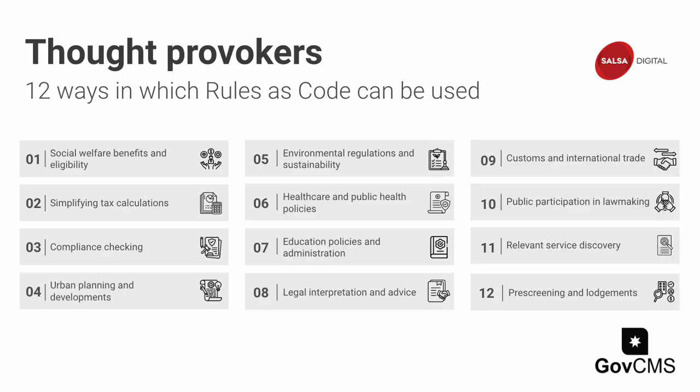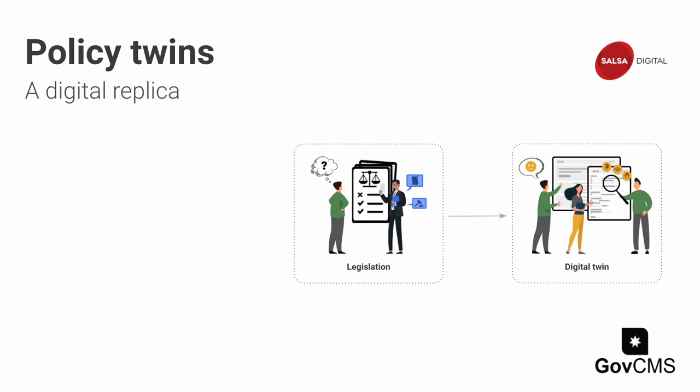In terms of use cases, there are many. On the slide in front of you, I've got a few thought provokers. In our longer Rules as Code video, we showcase some working examples from around the world. However, this slide gives you a taste of what's possible, including social welfare benefits, compliance checking, urban planning and developments, healthcare and public health policies, customs and internal trade, and pre-screening and lodgements. Maybe one of these use cases applies to you.